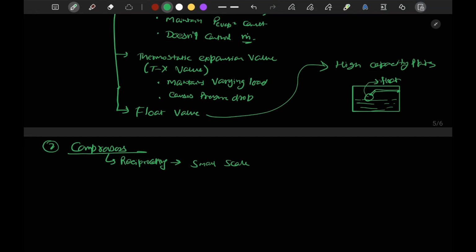And if we talk about centrifugal, it is used in large systems, like large plants. We will use centrifugal compressors there. Although there is one more type of compressor, the axial compressor, that is not used in case of refrigeration.